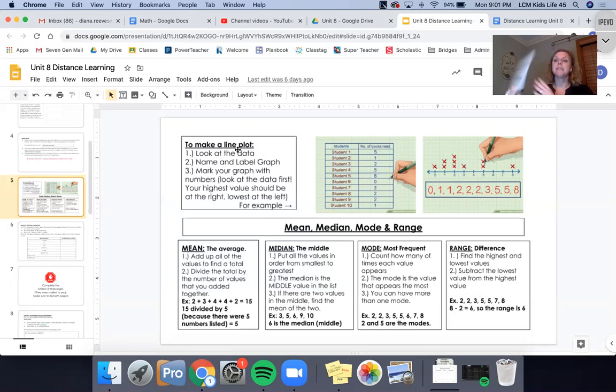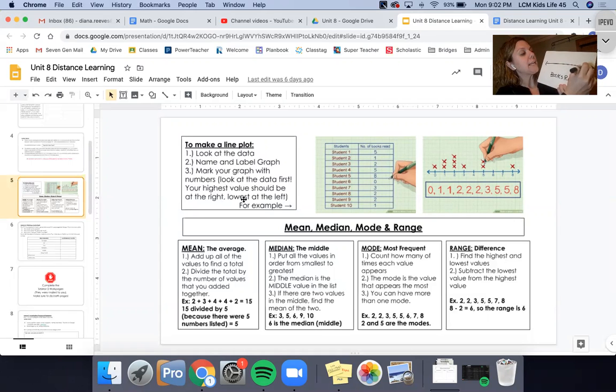Okay, now I need to decide, how do I want this information to be shown on here? So what numbers do I need? So I need to mark my graph, look at the data first. The highest value should be at the right and the lowest at the left. So here's what that means. Look up here. I need to have my highest number of books read and my lowest number of books read. If I look at my chart, I can see that the highest number of books read is 8.